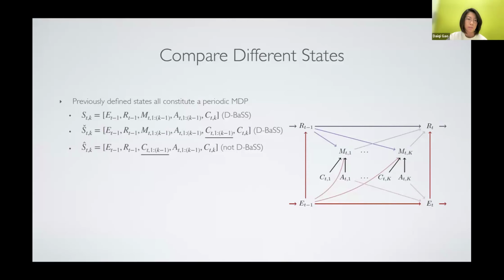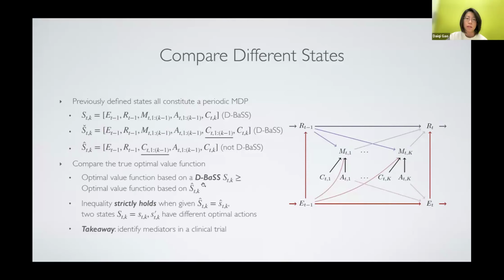Then which state is the best? In fact, we proved that the optimal value function based on a D-BUS is no less than the optimal value function based on a non-D-BUS. So this means that in all the distributions compatible with the DAG, a D-BUS always generates the maximal optimal value function. So it will have the maximal cumulative rewards, but this does not hold true for a non-D-BUS. And in this example of HeartSteps, the inequality strictly holds when, for example, 2 different values of the mediator correspond to different optimal actions.